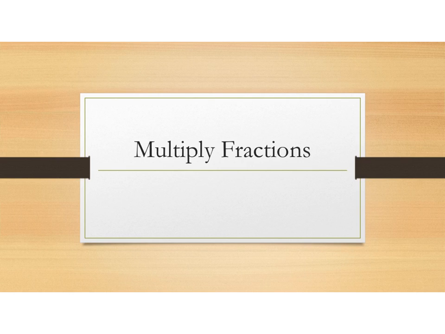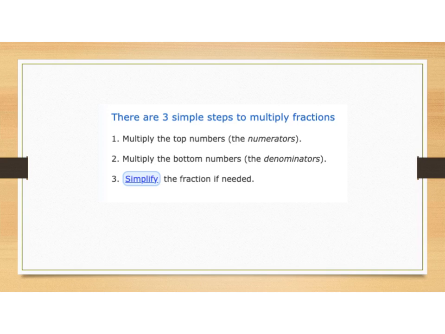Today's lesson will be on multiplying fractions. There are 3 simple steps to multiply fractions. First, multiply the top numbers, the numerators. Second, multiply the bottom numbers, the denominators. Third, simplify, if the fraction needs it.